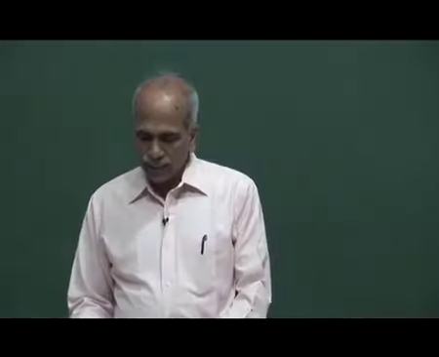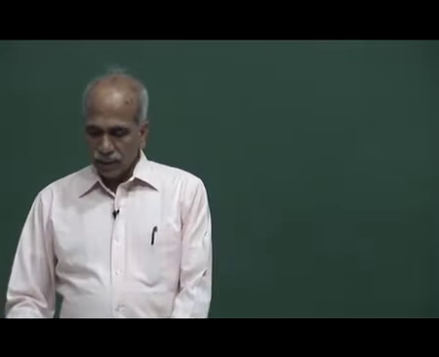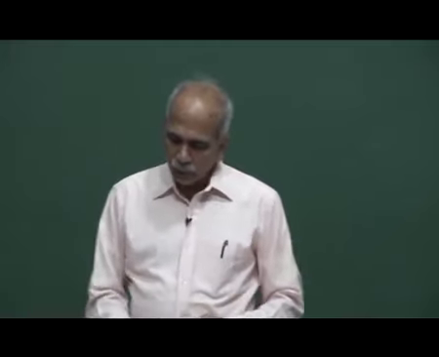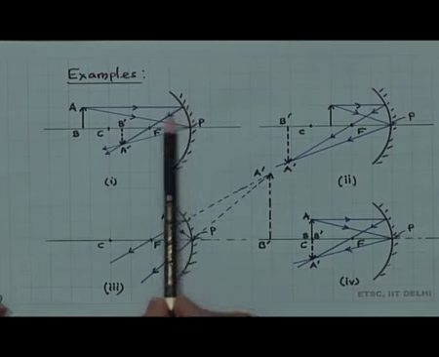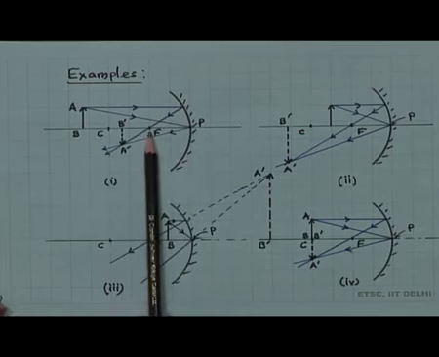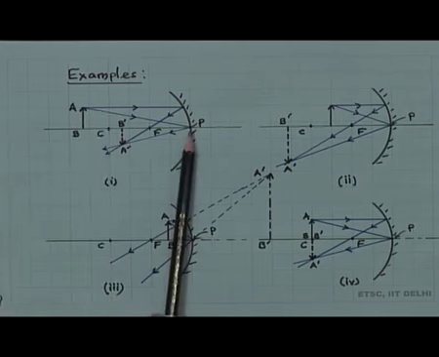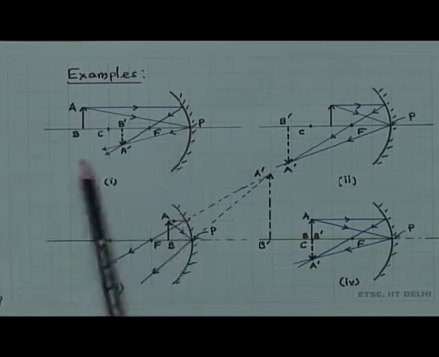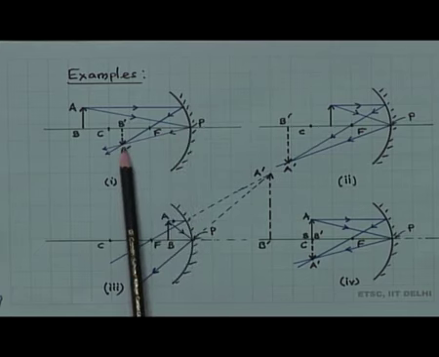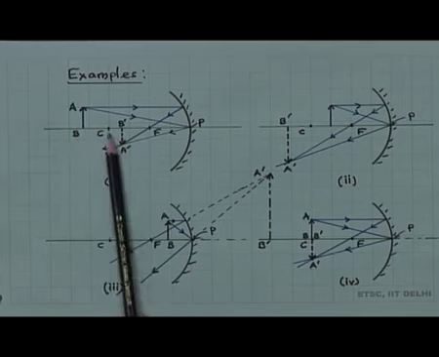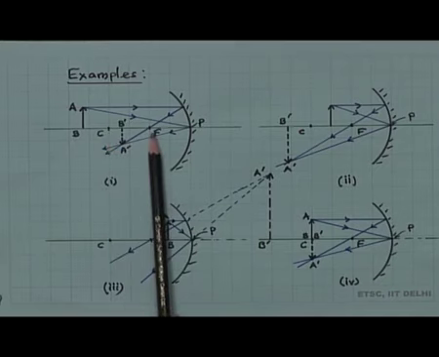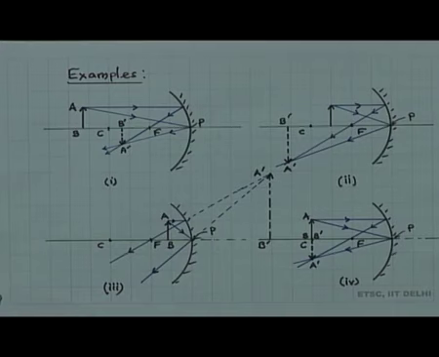Now, let us take some examples geometrically, and here are some of the examples. I have considered only two rays. This is the object AB, a ray parallel here is reflected passing through the principal focus, the ray which is incident at the pole is reflected satisfying the law of reflection, and here it is intersecting, and that corresponds to the image. A dash B dash is the image, AB is the object, C is the center of curvature, F is the principal focus, and P is the pole. We will follow this notation throughout this lecture.